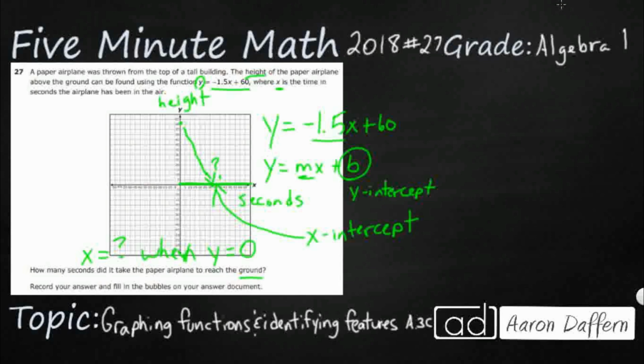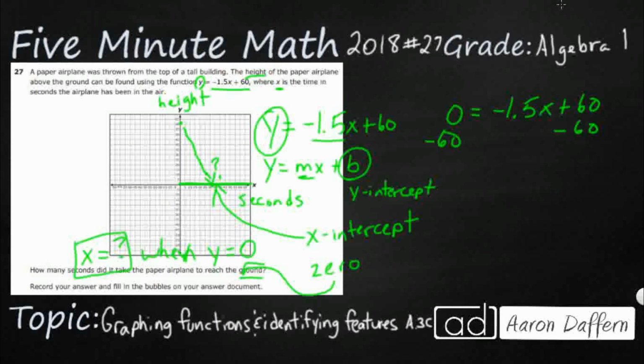And actually, when we're looking at the x-intercept, we are looking at a coordinate pair. But sometimes we will just call the x value of the x-intercept the 0, because that's what happens when y equals 0. So we could just substitute 0 in for y right there. 0 equals negative 1.5x plus 60. Now let's solve for x, because I want to know how many seconds it takes when y is 0. So I'm going to get negative 60 equals negative 1.5x.